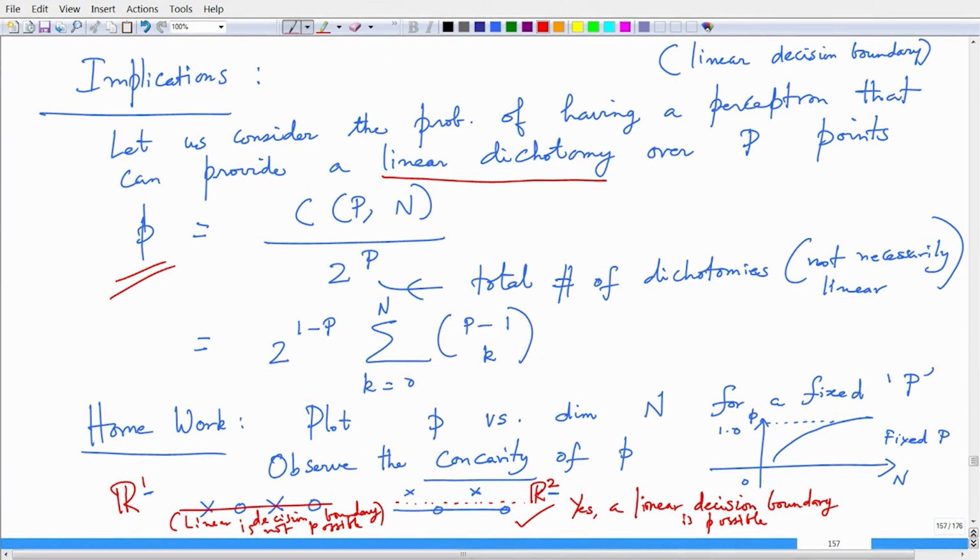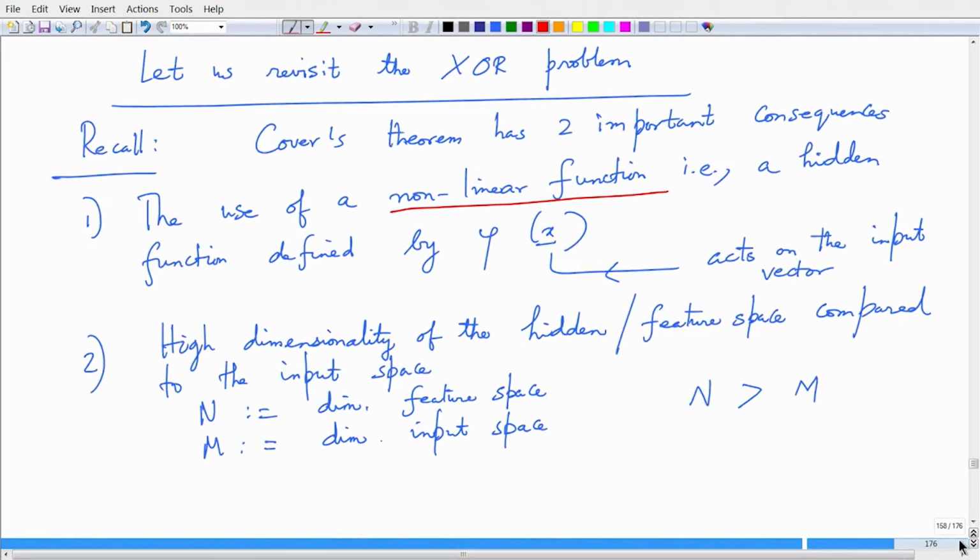I would like you to plot this probability with respect to the dimension n for a fixed size p, that is the cardinality of the set of points, and observe the concavity in the behavior of this plot. Okay, so this is an important implication. What it means is we can go to higher dimensions and there should exist a linear dichotomy over those p points towards pattern separability.